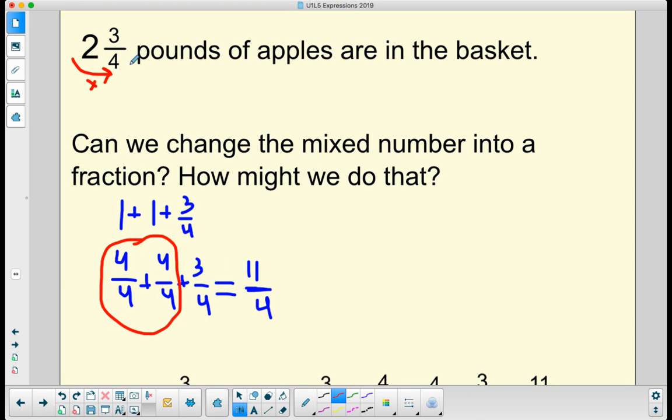And then I had to add, so 2 multiplied by 4 is 8. Now I added that to the 3 fourths I already had. 3 plus 8 gave me 11 fourths. So that's a way that you can do it. Take your whole number, multiply by your denominator, because that's how many, two wholes multiplied by 4 are 8 fourths, plus how many fourths you also had.